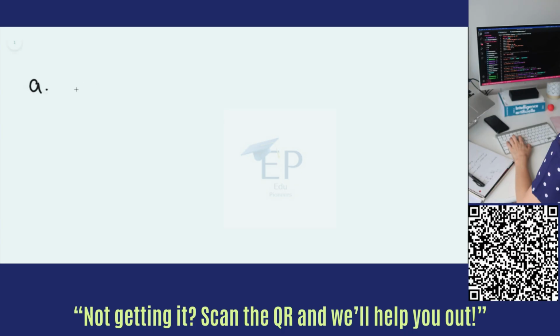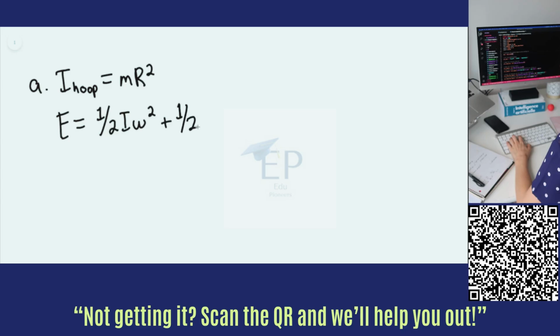So for part A, we know that the rotational inertia of the hoop is going to be equal to mr squared. And the energy of the system, E, becomes equal to 1/2 times the moment of inertia times the angular frequency squared plus 1/2 times the spring constant times the displacement squared. We're going to say that R times omega is equaling V, the linear speed, where V is equaling the first derivative of the displacement.